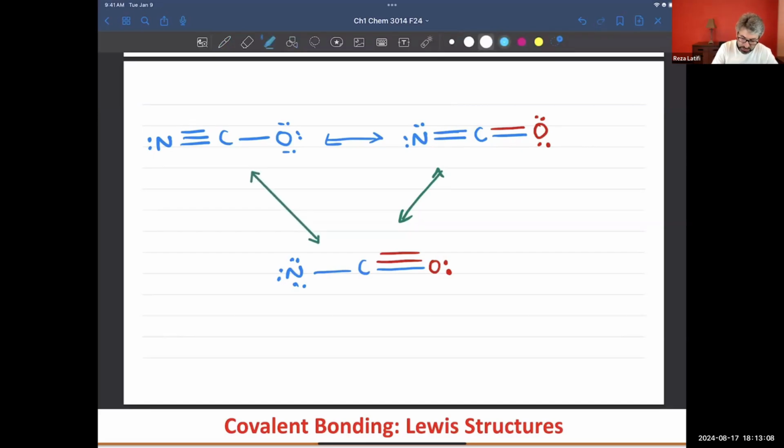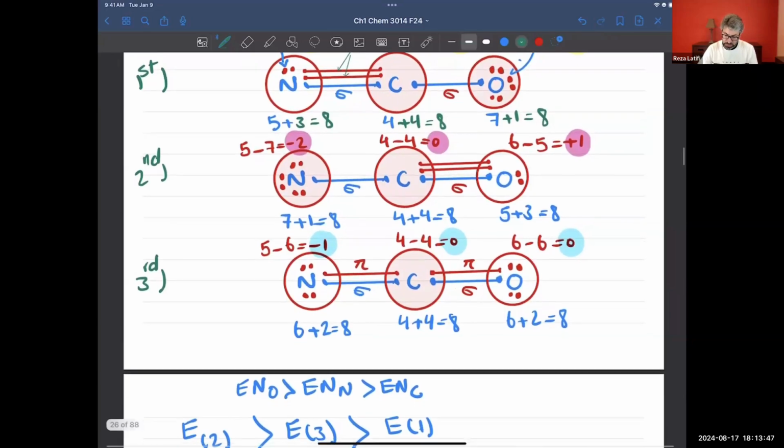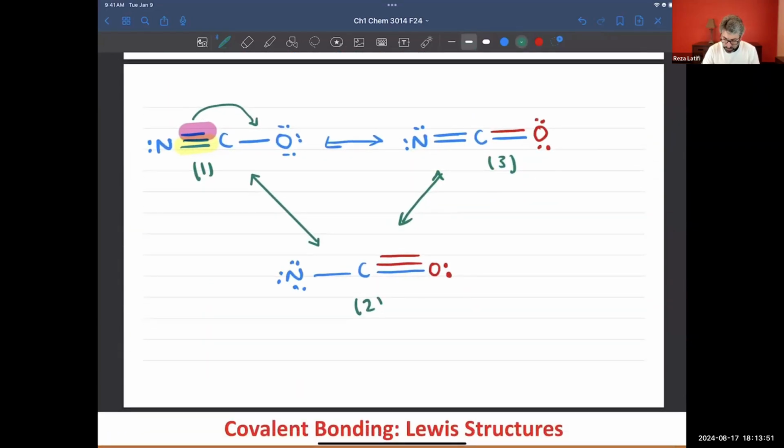If I highlight the triple bond, it used to be between carbon and nitrogen. Now we turn it into a double bond. How? We moved this top one here. So this one was number 1, and that's number 3. Let me double check: that's number 2, and this one is number 3.